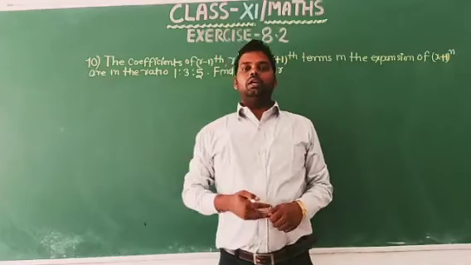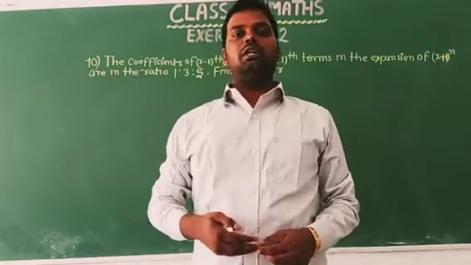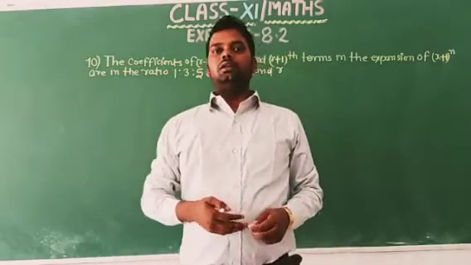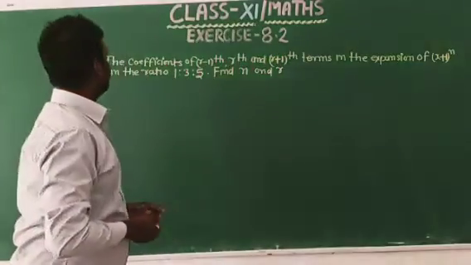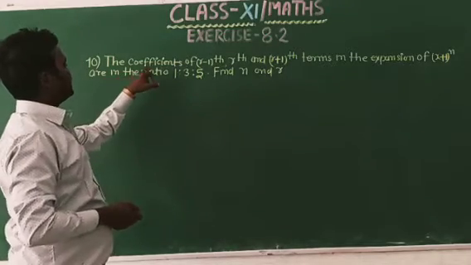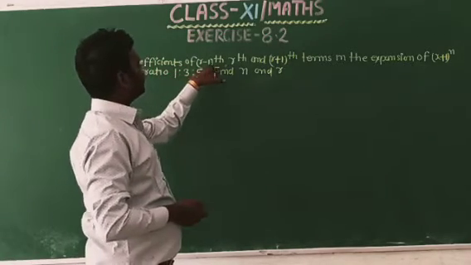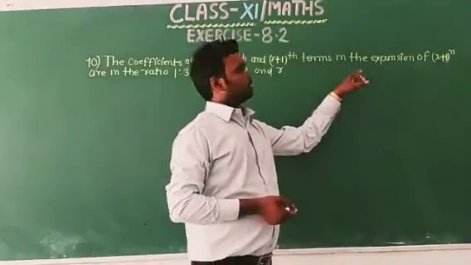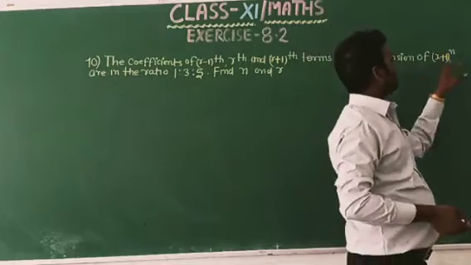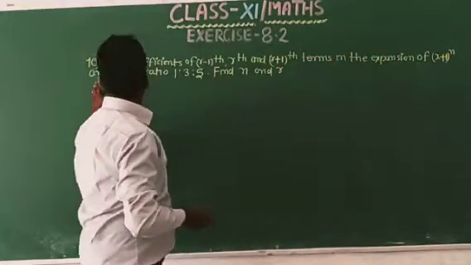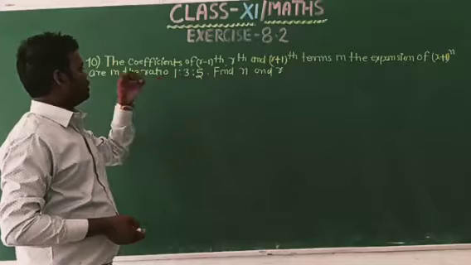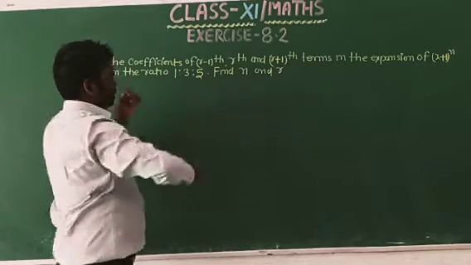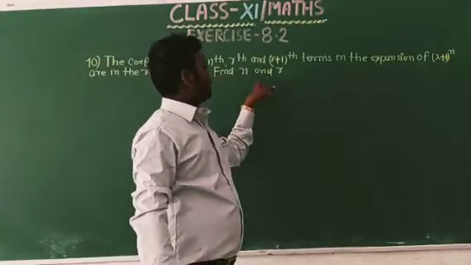Hello student, in this video I will solve exercise 8.2 from question number 10. Given the coefficients of the (r minus 1)th, rth and (r plus 1)th terms in the expansion of (x plus 1) power n are in the ratio 1:3:5. Find the value of n and r.